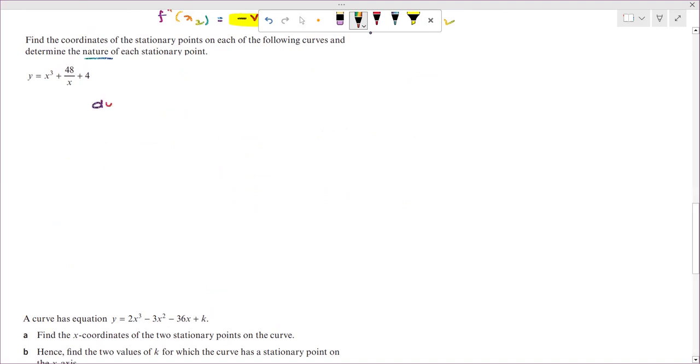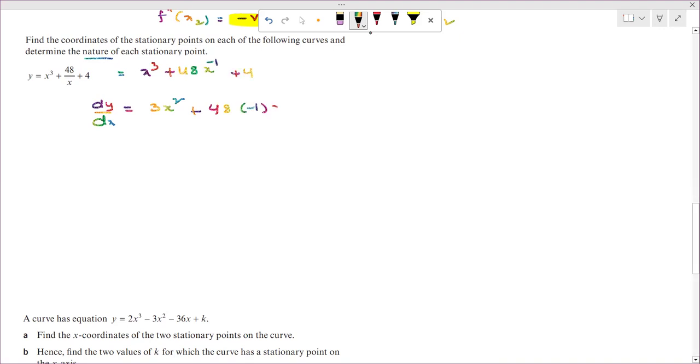First of all, you find dy by dx. Dy by dx means the differentiation of x cube is 3x square, plus 48. This you write down as x cube plus 48 into x to the power of minus 1, plus 4.